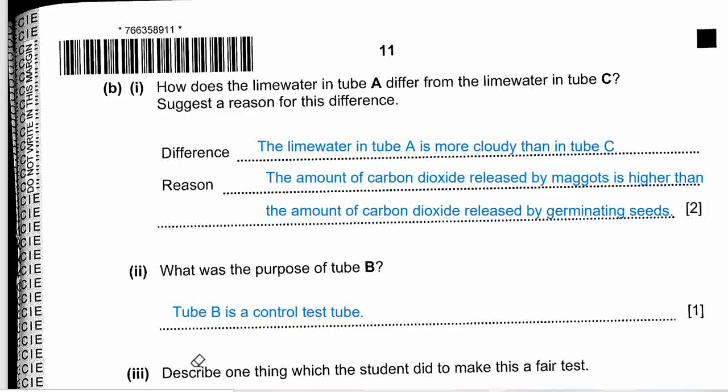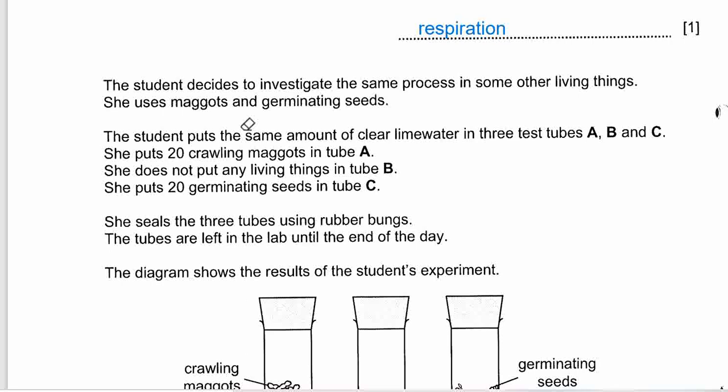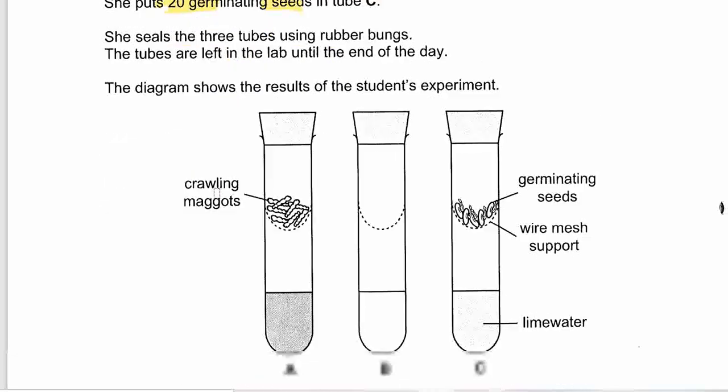Question part 3: describe one thing which the student did to make this a fair test. You can see that the student put the same amount of clear lime water here. That is how to make a fair test. Other possible answers: she put the same number of maggots and seeds, 20 maggots and 20 seeds, to compare. So your answer can be just one of those.